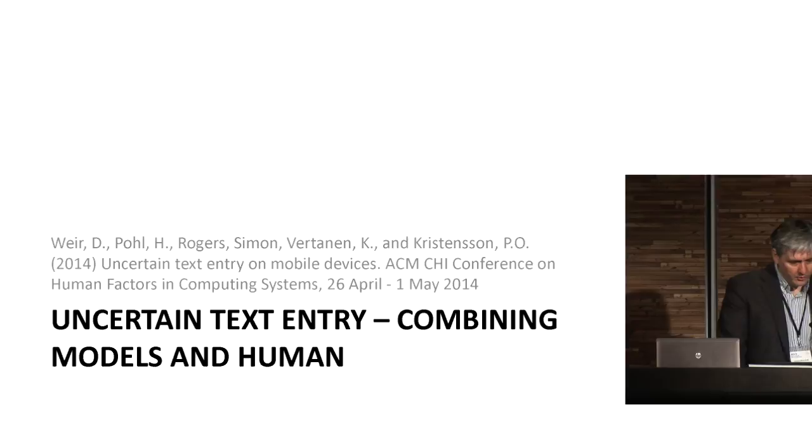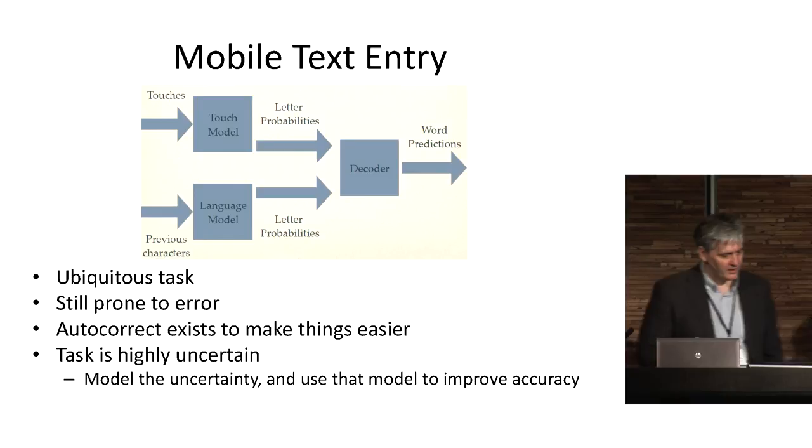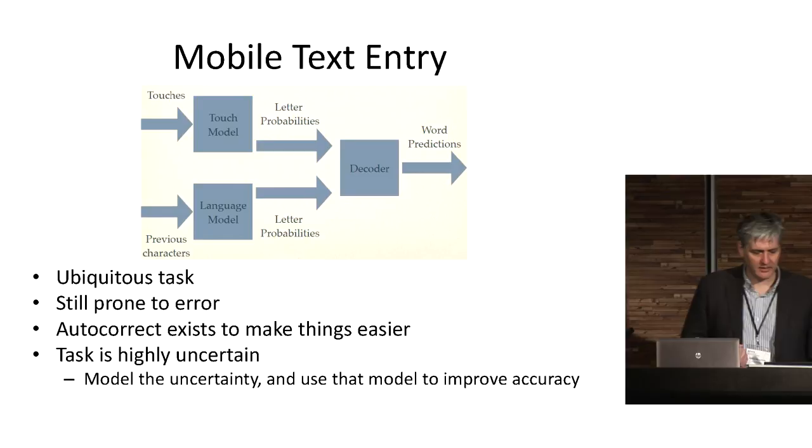A further paper, led by Daryl, relating to this H metaphor idea, was about how you bring the intelligence of the human together with the intelligence of the algorithm. So you've got touch models using Gaussian processes to infer, when I touch somewhere on the screen, what do I really mean? And language models saying what's likely, and a decoder to help deal with that. So it's trying to improve things.